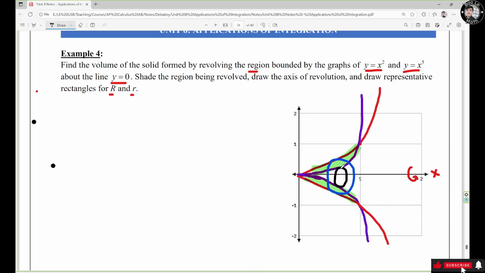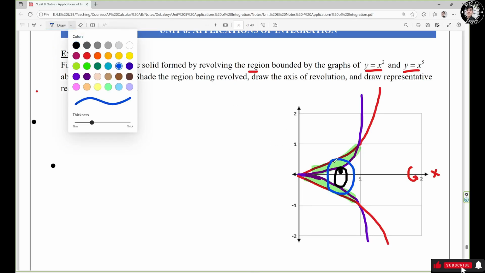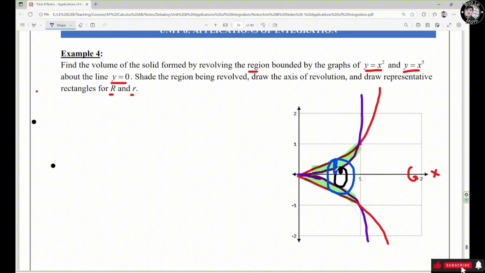Alright, so the smaller radius is the distance from here to here. This one is the representative rectangle, little r. And the bigger radius is going to be from here to here. So volume is pi times the integral from 0 to 1 right here. How do we get 1? Because the intersection between these two graphs right here should be 1. We can solve a system of two equations.